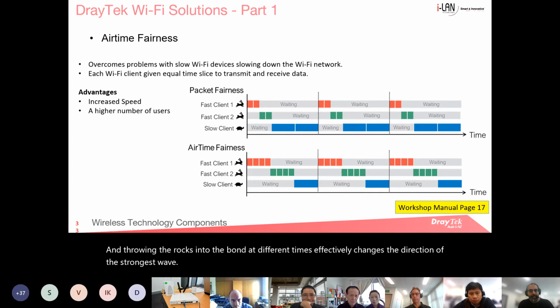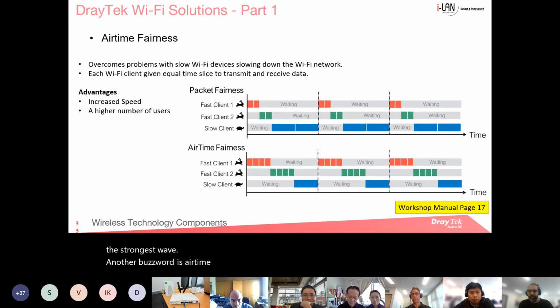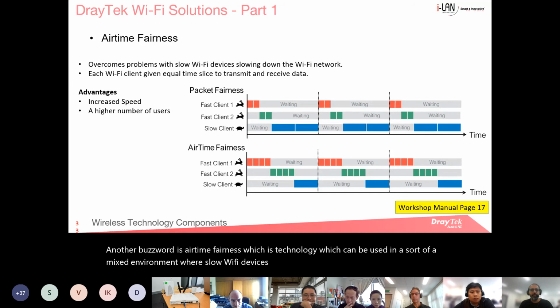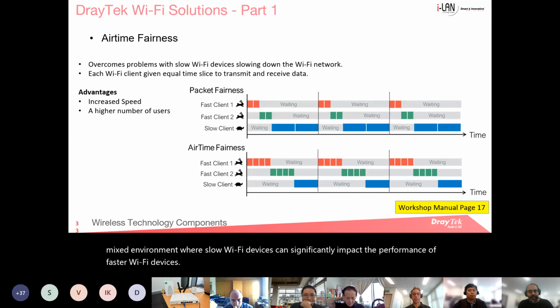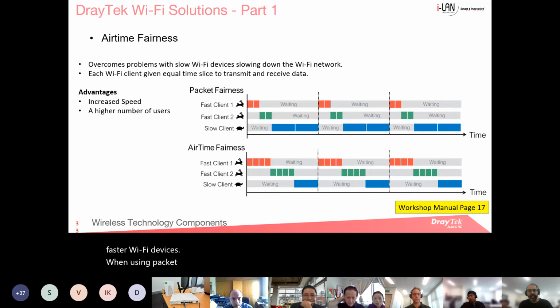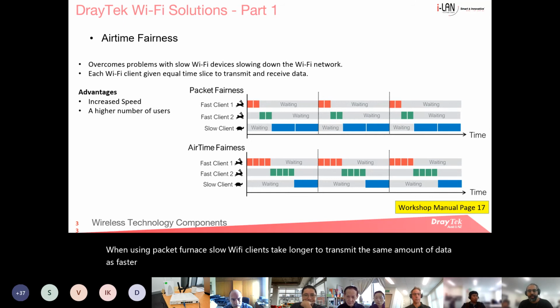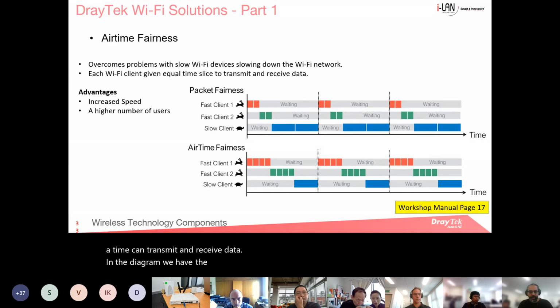Another buzzword is Airtime Fairness, which is a technology which can be used in a sort of a mixed environment where slow Wi-Fi devices can significantly impact the performance of faster Wi-Fi devices. When using packet fairness, slow Wi-Fi clients take longer to transmit the same amount of data as faster clients, which basically slows down the whole network, since only one device at a time can transmit and receive data. In the diagram, we have the slow client shown as tortoise, which slows down the entire network.